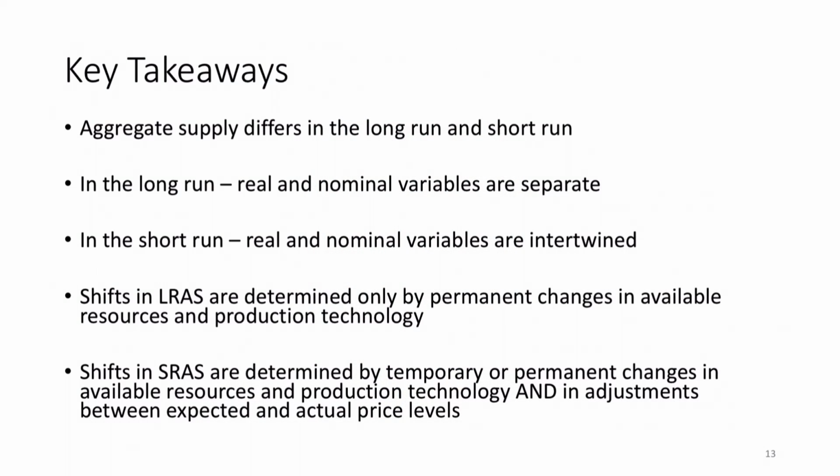So what have we learned in this module? Well, we've learned about the difference between the long-run and the short-run aggregate supply curves, and the fact that in the long run, the classical dichotomy holds, whereas in the short run, it breaks down. So therefore, in the long run the aggregate supply curve doesn't respond to changes in the price level, whereas in the short run, firms do respond to changes in the price level. Also, we've explained why and how we have shifts in the long-run aggregate supply curve, and why and how we have shifts in the short-run aggregate supply curve.